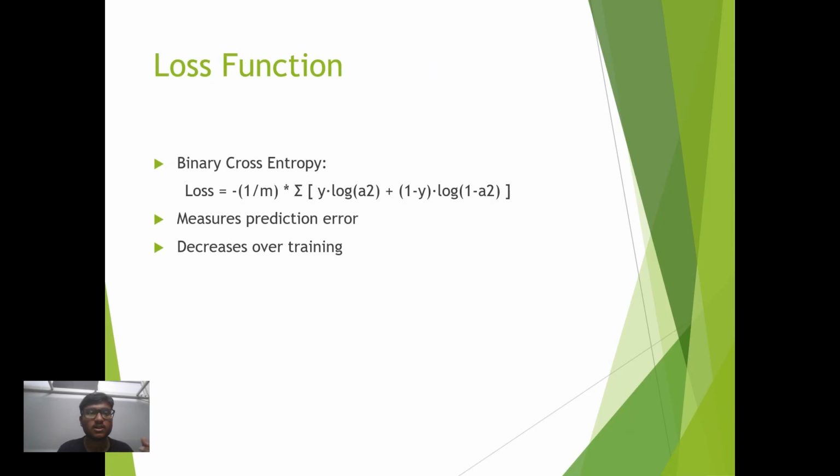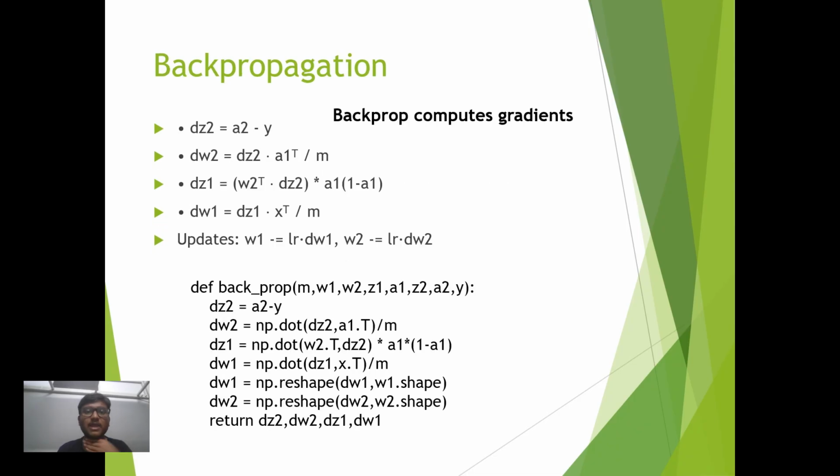And the loss function we use is binary cross entropy, which measures the prediction error and decreases over training. And back propagation computes gradients, and we use these values that we calculate from the back propagation to update the weights and reiterate until we get the accurate values. And we have certain formulas for that, which are implemented into the code as well.